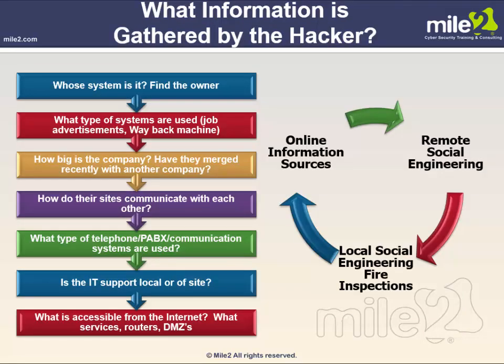When we look at what information is going to be gathered by the hacker, keep in mind this can be everything from online information sources to local social engineering to remote social engineering. Now we need to figure out things like who owns the systems. We need to find the system owners, who registered the domain name, things of that nature. We also need to find out what types of systems are used, and we can generally find those out by looking at job advertisements or looking at the Wayback Machine, also known as archive.org.